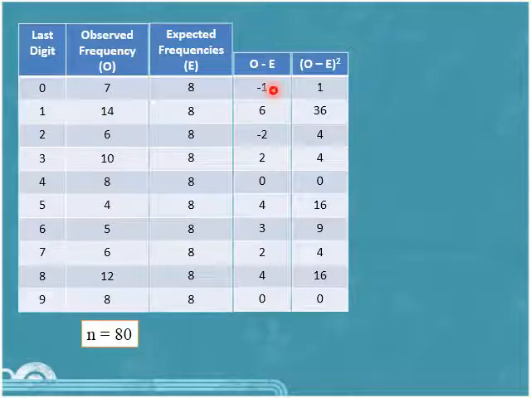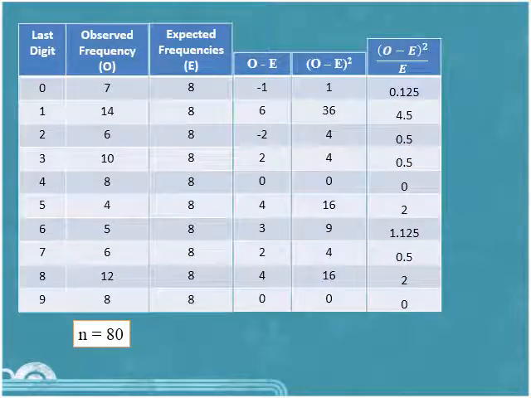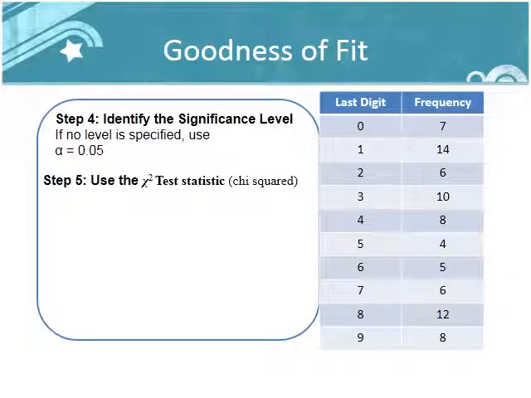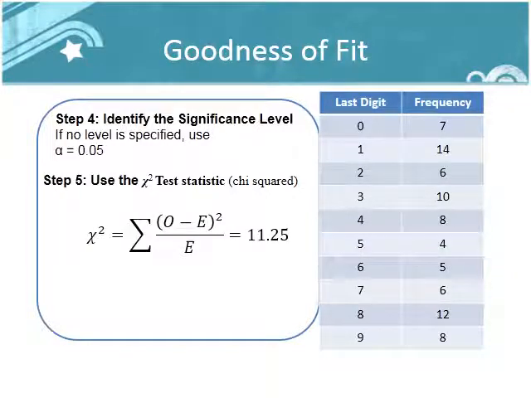Then the next to last thing we do is take each of these numbers in our O minus E squared column and divide those by the E that we had come up with earlier. So this is our O minus E squared divided by E column. The last thing to do is add up each number in this column, and we finally get our test statistic of 11.25.